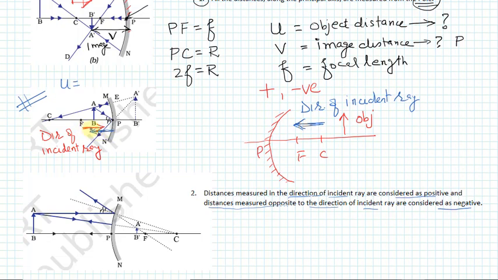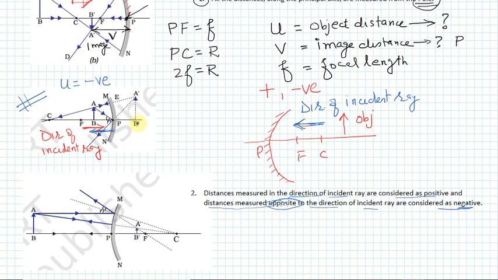But if you see the red arrow, the incident ray is going from B to P. So the two directions are opposite. And when the directions are opposite, which sign is to be considered? Negative. It means U, the object distance, in this situation will be negative. Now let's consider the image distance for this case.